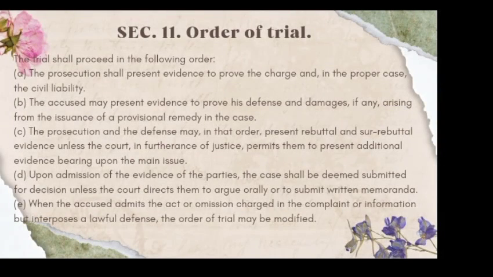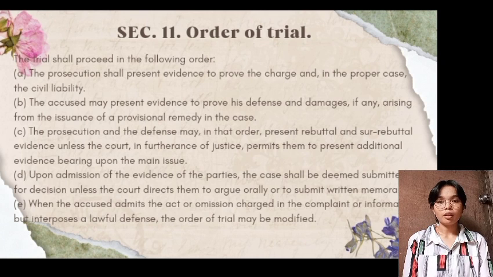Section 11. Order of Trial. The trial shall proceed in the following order. A. The prosecution shall present evidence to prove the charge and, in the proper case, the civil liability. So on this Section 11, letter A, outlines the responsibility of the prosecution during a trial. It mandates that the prosecution must present evidence to substantiate the charges brought against the accused. Additionally, if applicable, the prosecution is also required to provide evidence supporting any civil liability associated with the case.